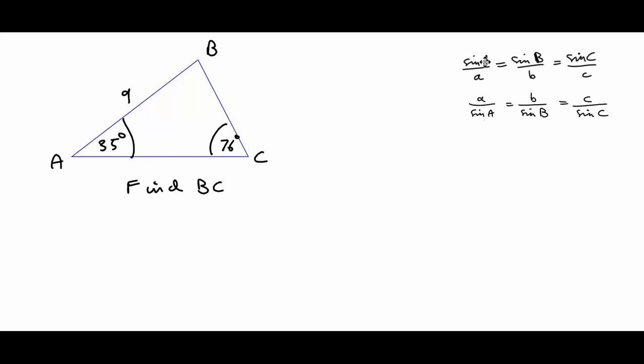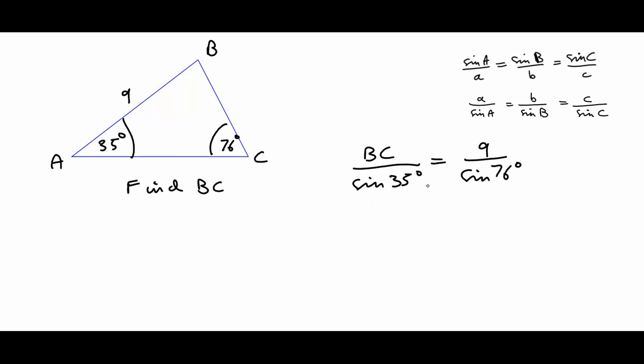So using the second of the set of equations, the a over sine A, b over sine B, c over sine C, we can say that BC divided by the sine of the opposite angle, which is the 35, sine A, equals, and then we have the angle C, 76 degrees, and the opposite side c, 9, so that would equal 9 over sine of 76 degrees.